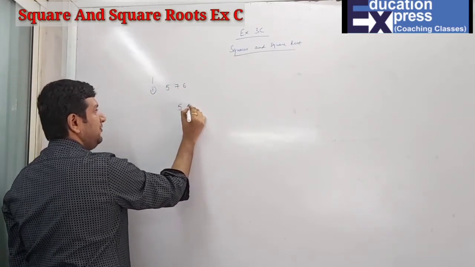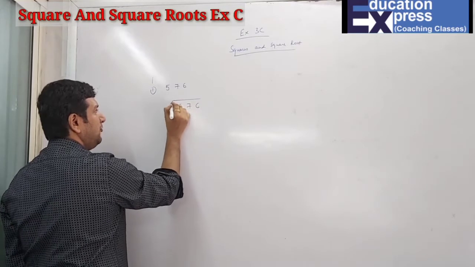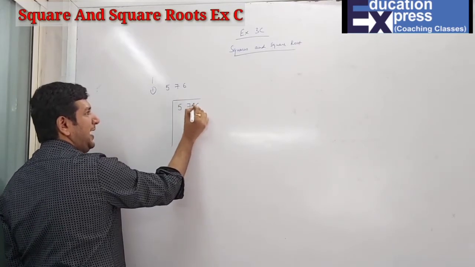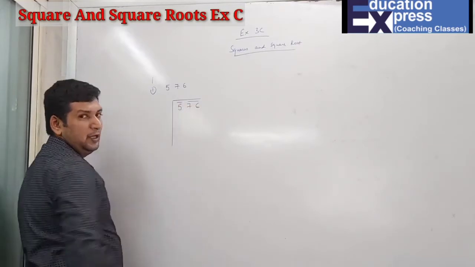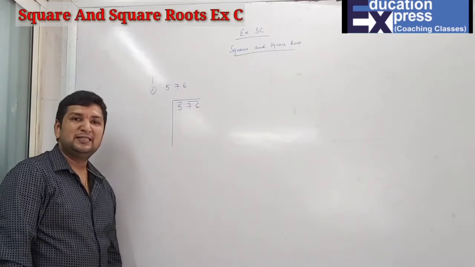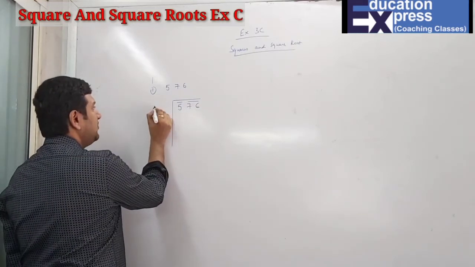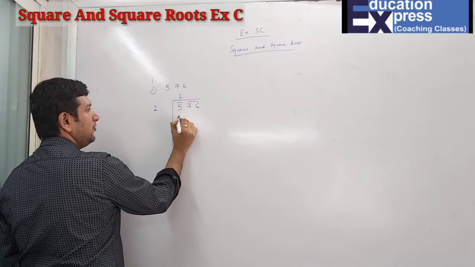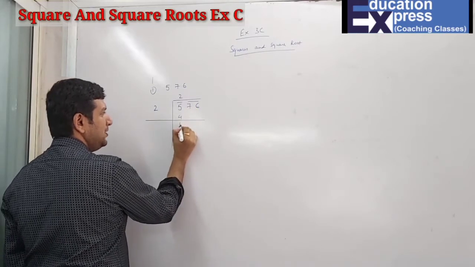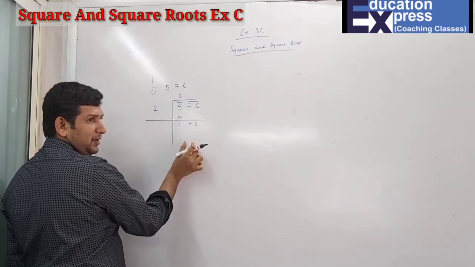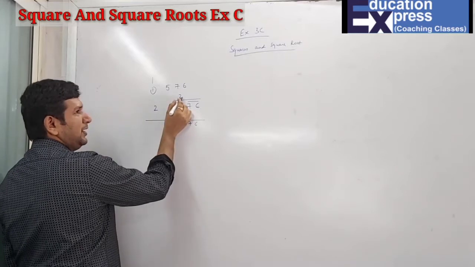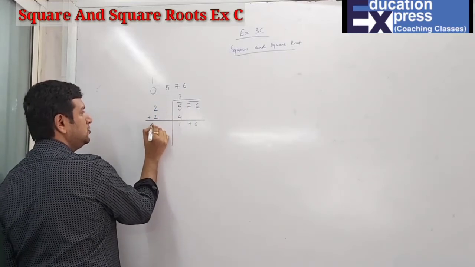So now 576 ka square root we will find. Obviously start making a pair from the end, 76 and your 5. So what is the square which is less than 5? 2. 2 ka square, 2 2s are 4. 176 will come down. Now tell me students, what you have multiplied, 2, the same number you have to add also.